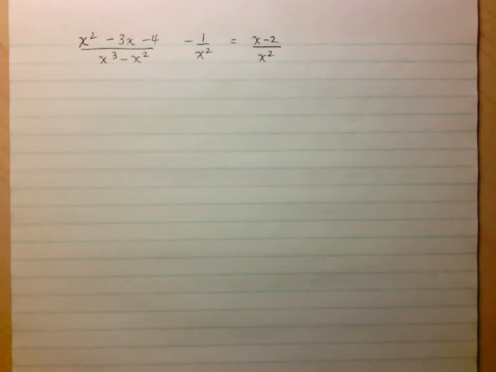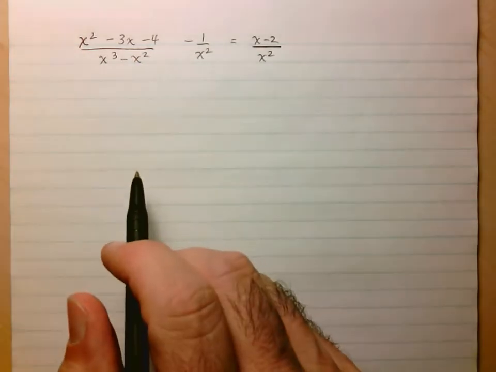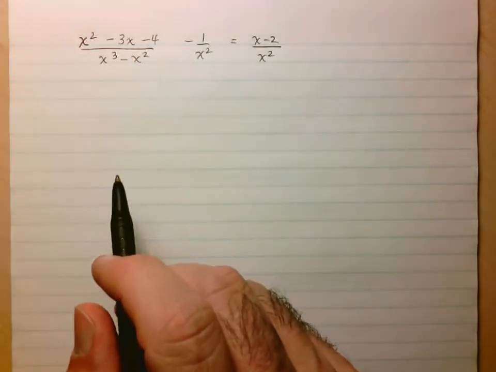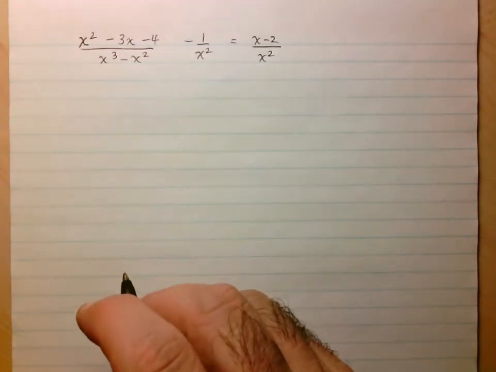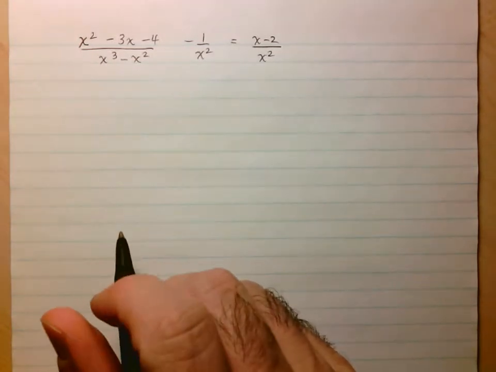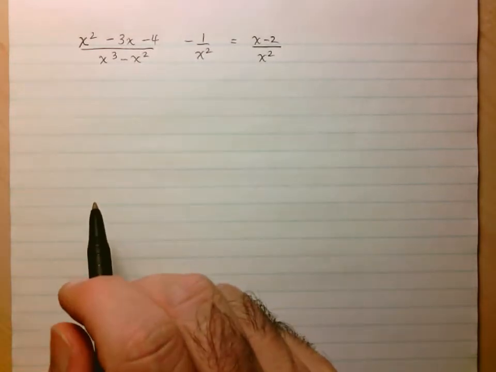Hi folks, we're going to take a look at an example of solving a rational equation. Clearly we have a rational equation because there's a bunch of rational expressions, and our goal here is to turn this into a polynomial equation. We do that by eliminating all the possible denominators.